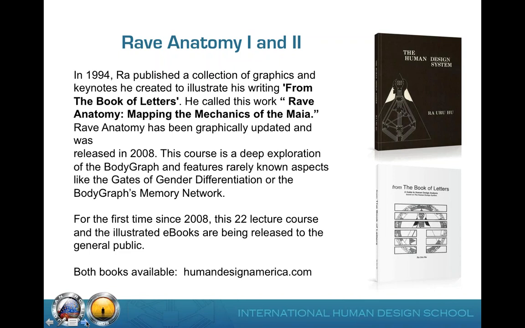And it all started from the black book that you see on the screen at the top. That was the original writing of the human design system after Ra had his experience. And then later he put out the From the Book of Letters, which was an expansion of the original book. So that's where Rave Anatomy came from, was really him in his process of his exploration into the body graph.